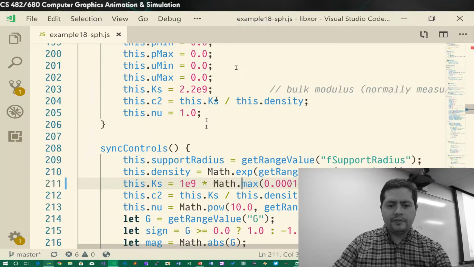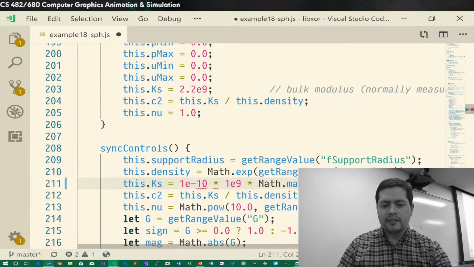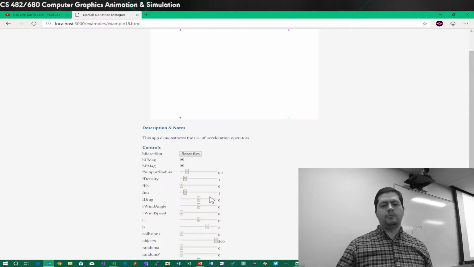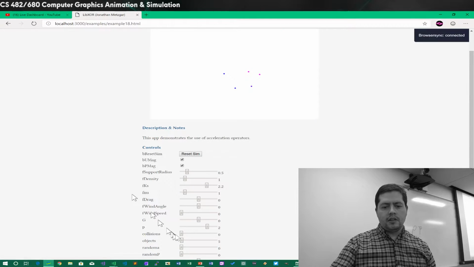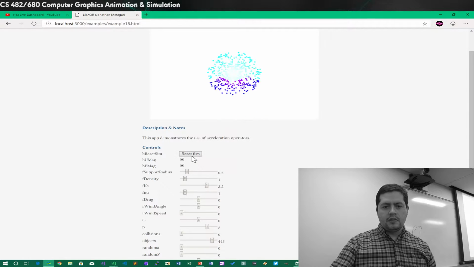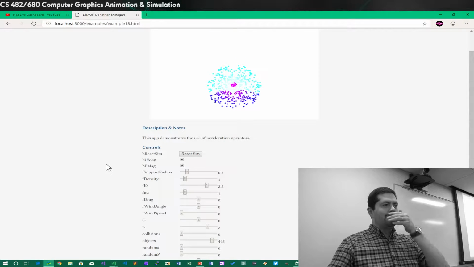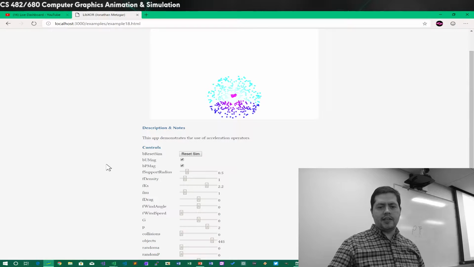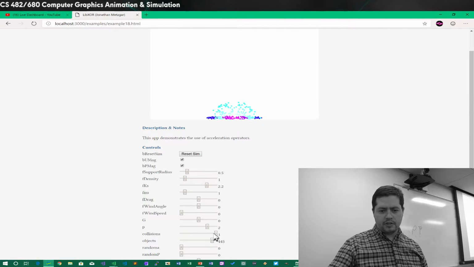I have a feeling that if I were to say 1e minus 10 times that, basically bring it all the way down again, you'll notice that the simulation slows down immensely. So it's kind of weird that the KS, and I think the collisions are not, oh, did I turn them off? Let me hit reset.